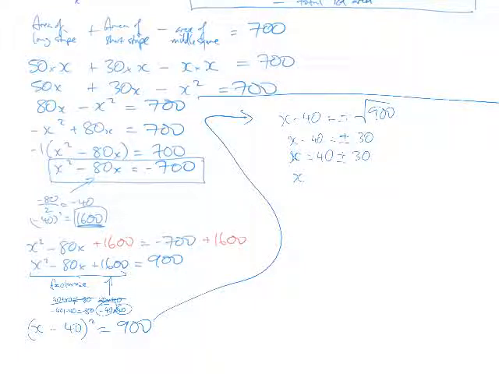So x is either, what's 40 plus 30? 70 centimeters, or 40 take 30, 10 centimeters. Now, it's going to be kind of obvious that it can't be 70 centimeters because the stripe cannot be wider than the flag. So the solution must be 10 centimeters.